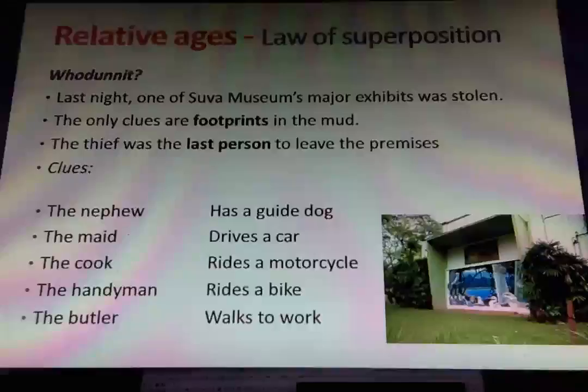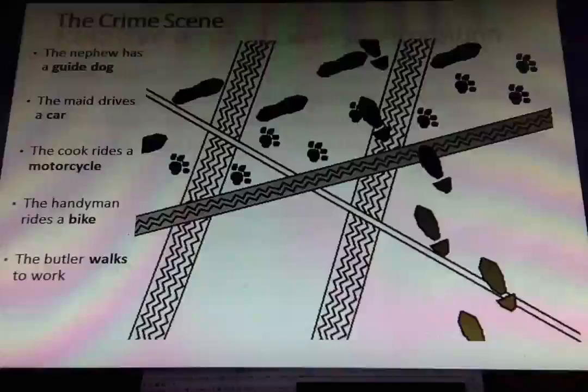Firstly, the nephew has a guide dog. The maid drives a car, the cook rides a motorcycle, the handyman rides a bike, and the butler walks to work. So we come along and take a photograph of the distribution of the methods of movement of each of these people.